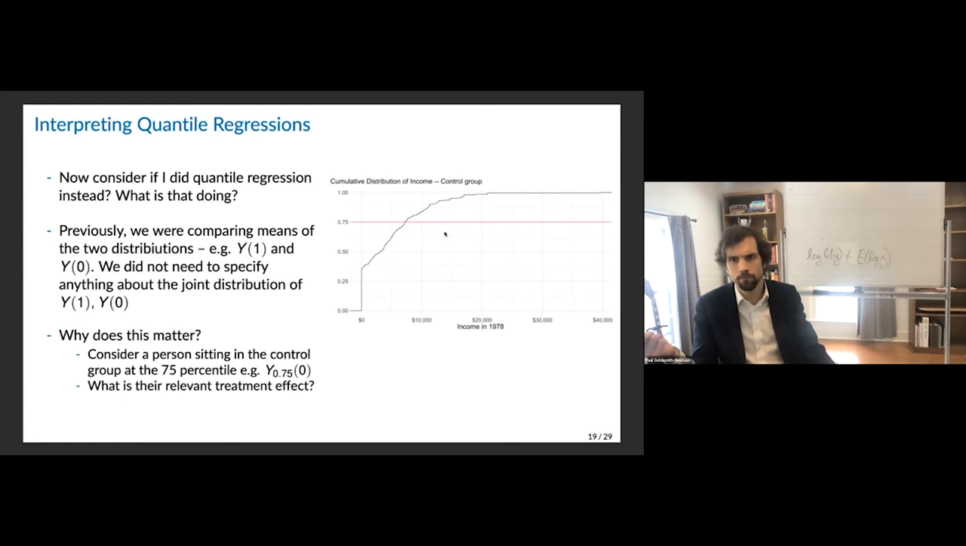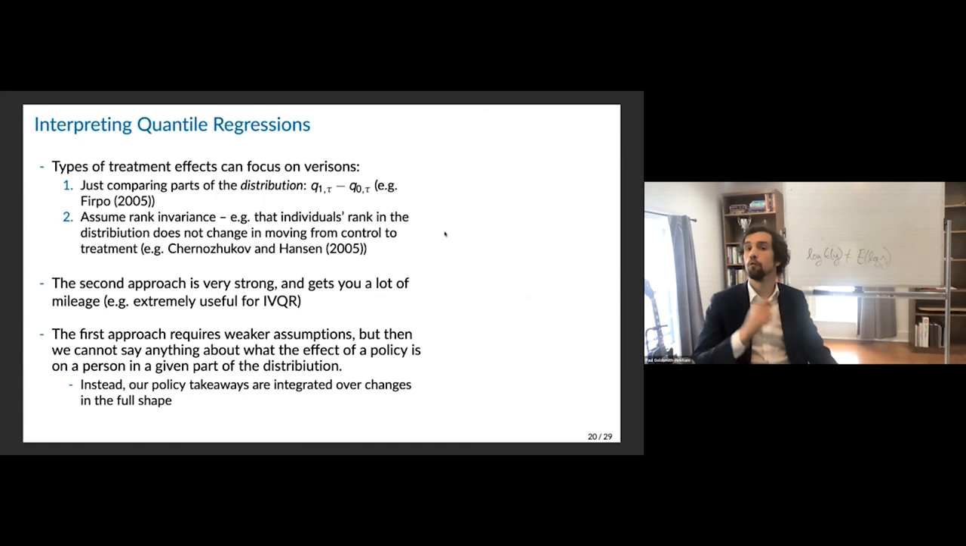That's a little weird. And more generally, what ends up happening here is you realize that it's very challenging to say something specifically about a person. And instead, what you have to do is describe things more about the overall distribution. So there are really two ways in which people do this, one which is weaker than the other. One is to just say we're comparing things about the distribution. It's not about people per se.